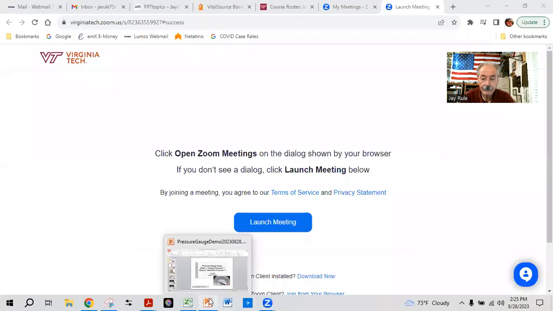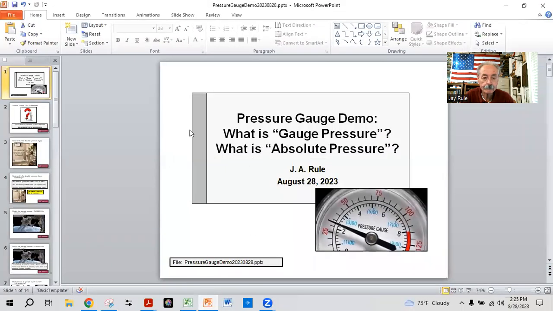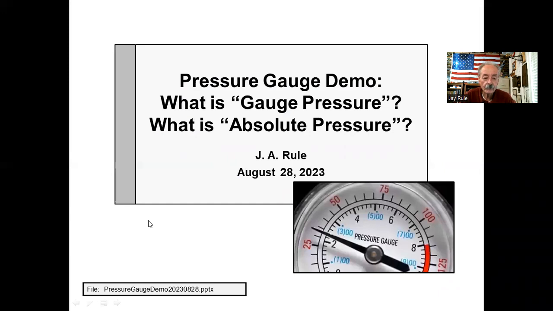So let's see, I'm going to share my screen. And I'm going to go to PowerPoint. And I'm going to hit slideshow. So don't worry, I'm not going to drag you through lots and lots of slides. But here's what I want to cover today: what is gauge pressure and what is absolute pressure. A number of very good questions arose from that.